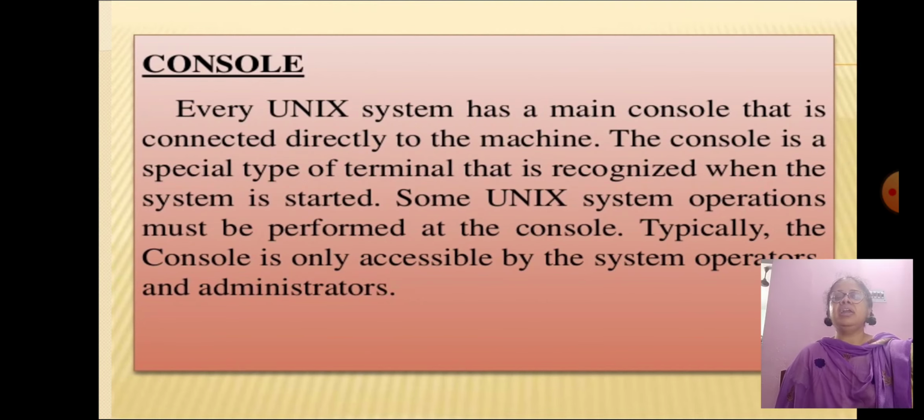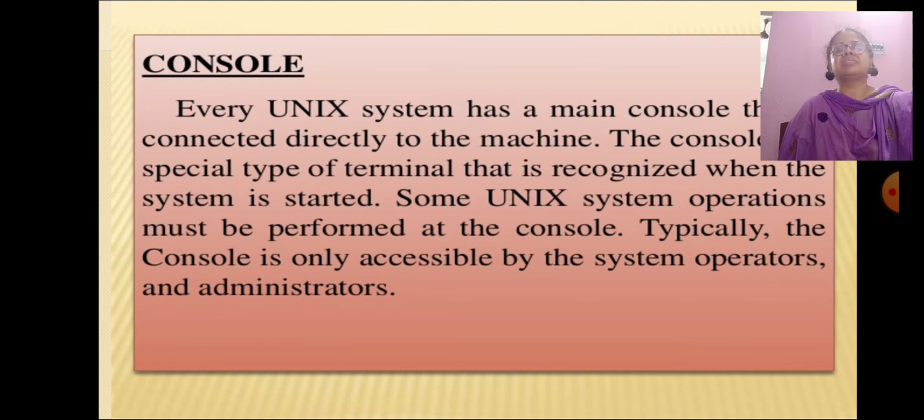Console. Each Unix system has a main console that is connected directly to the machine. The console is a special type of terminal that is recognized when the system is started. Some Unix system operations must be performed at the console. Typically, the console is only accessible by the system operators and administrators.